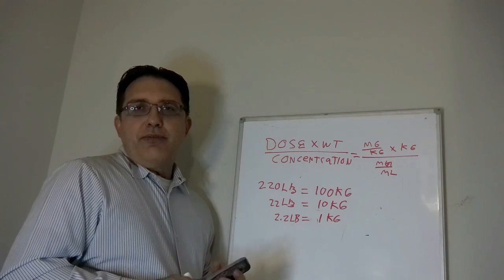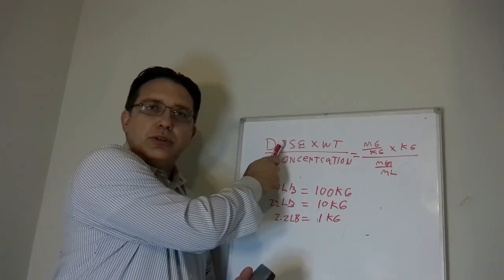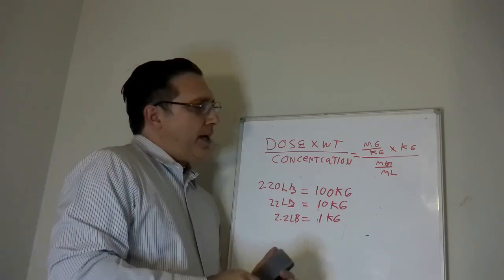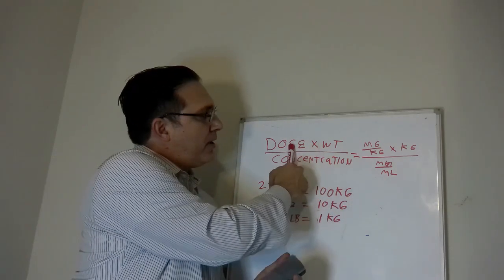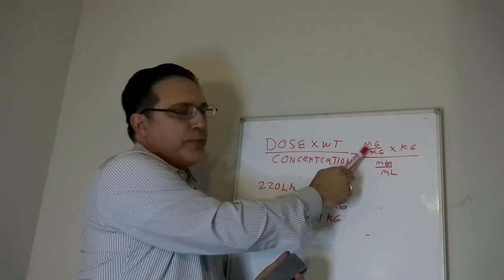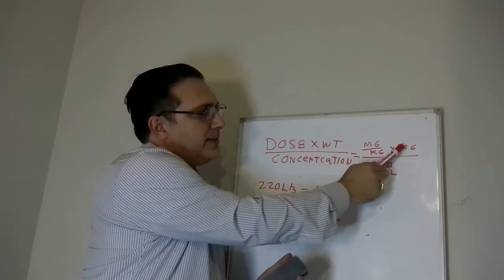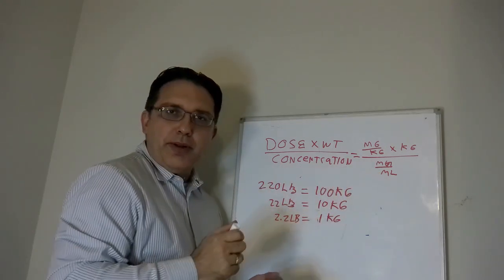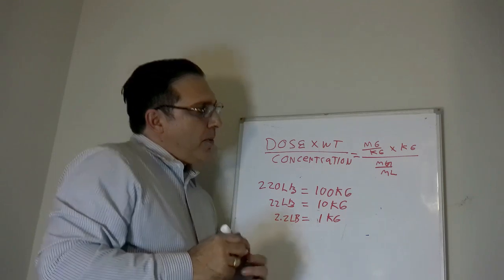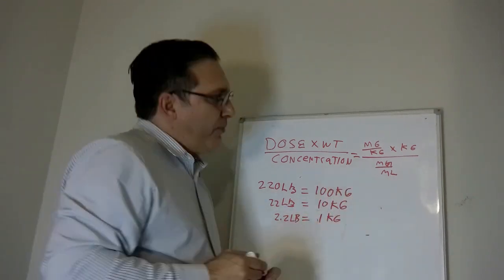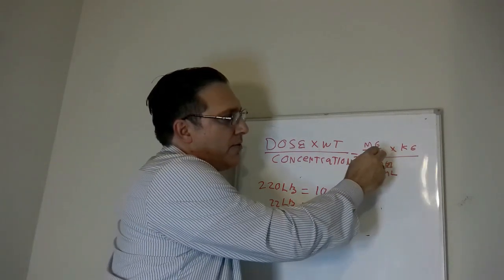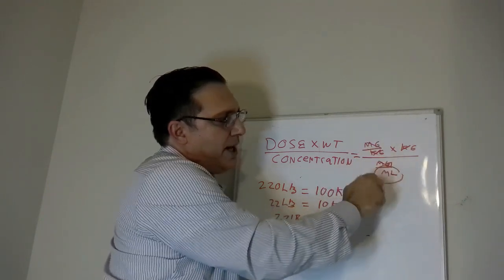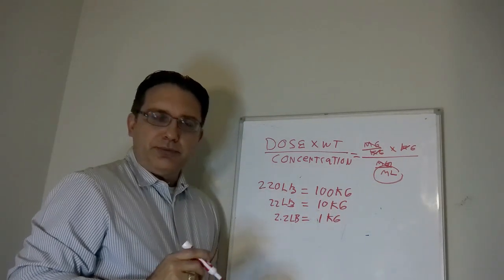So here we have the formula. It's dose times weight divided by concentration. And these are the values. The dose is in milligrams per kilo. The weight is in kilograms. And the concentration is milligrams per ml. So if you look at this formula, these values all cancel out, the kilograms and the milligrams. So whatever value is down here, that will be the answer.